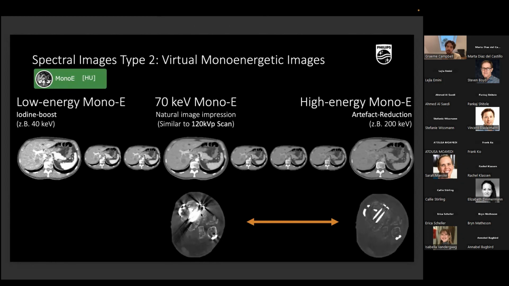And if we move up to the higher mono-E's, we lose the contrast, so not normally done unless you have metal artifacts, so screws or other orthopedic hardware, things like that. You can reduce this quite a bit to see the surrounding tissue a lot better by removing the artifacts, or at least lowering them. It's not completely removed, but you can lower them.